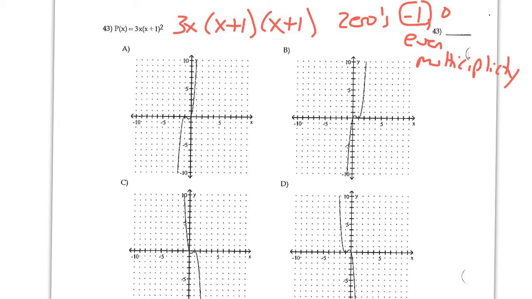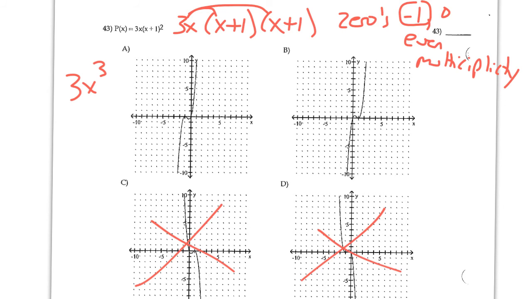Okay? Now think about this. 3x and x is 3x squared, and another x would be 3x cubed. What's the end behavior of 3x cubed? Up to the right and down to the left. That totally gets rid of C, and that totally gets rid of D.